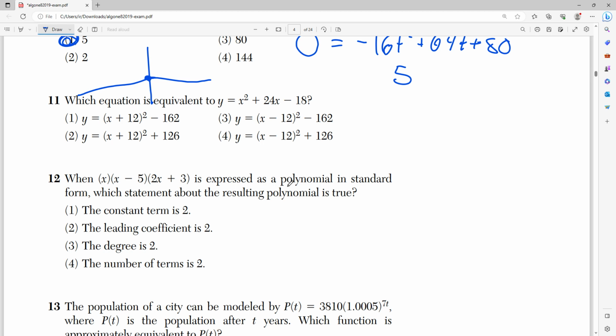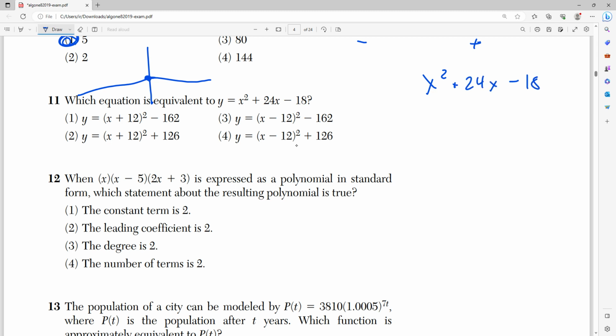Number 11 asks, which equation is equivalent to y is equal to x squared plus 24x minus 18? So let's go ahead and solve that. The first thing I would try is just factoring via FOIL and just trying to do it regularly. Right, so is there anything that multiplies into 18 that adds into 24?